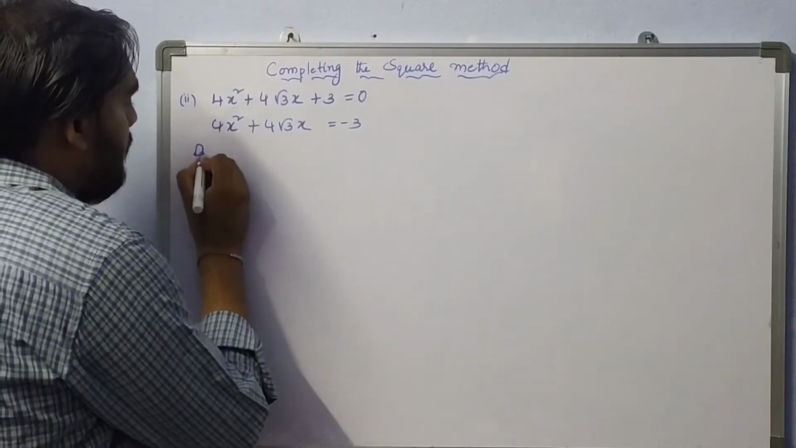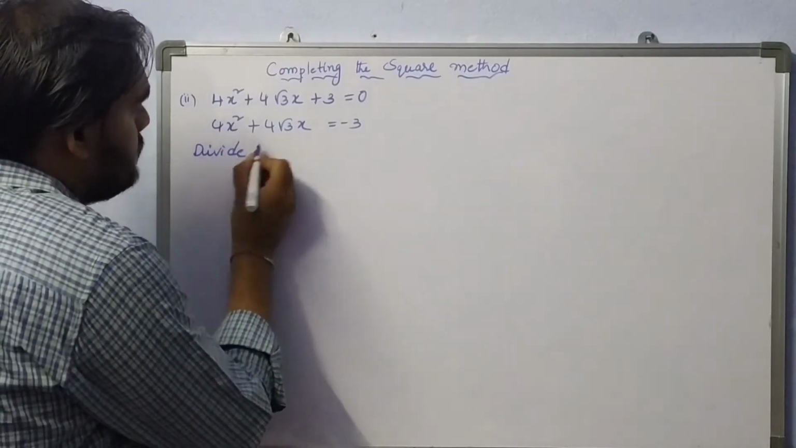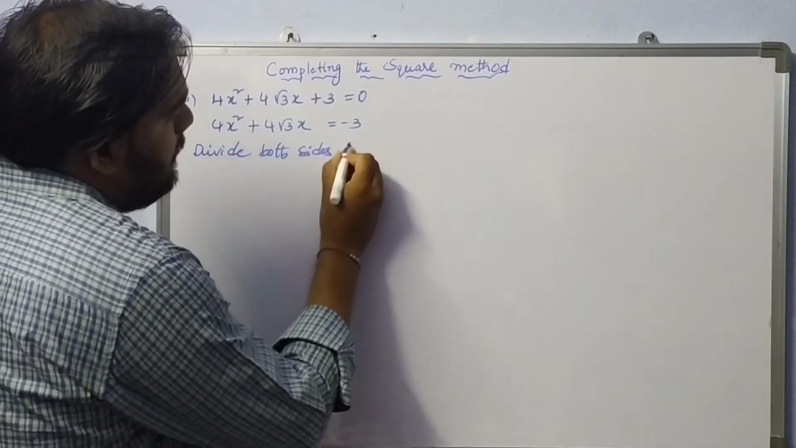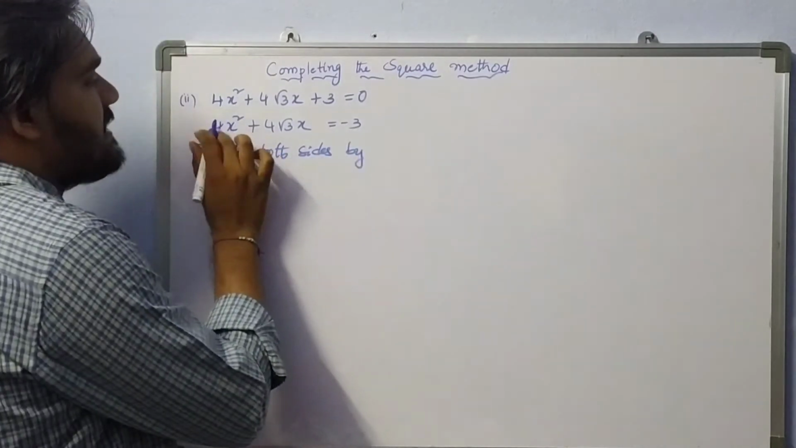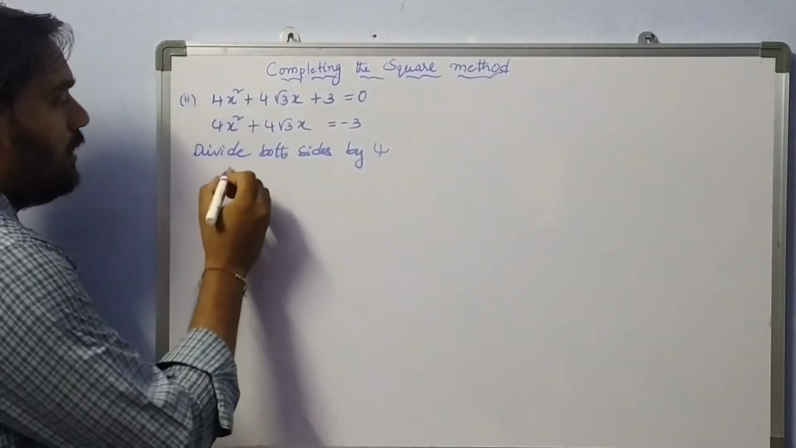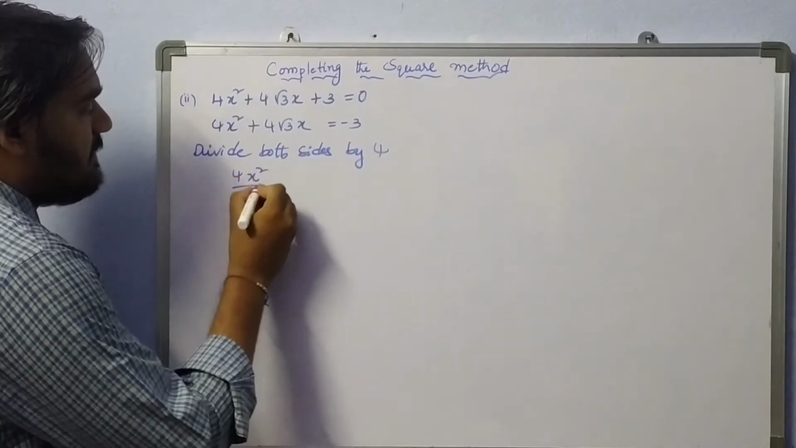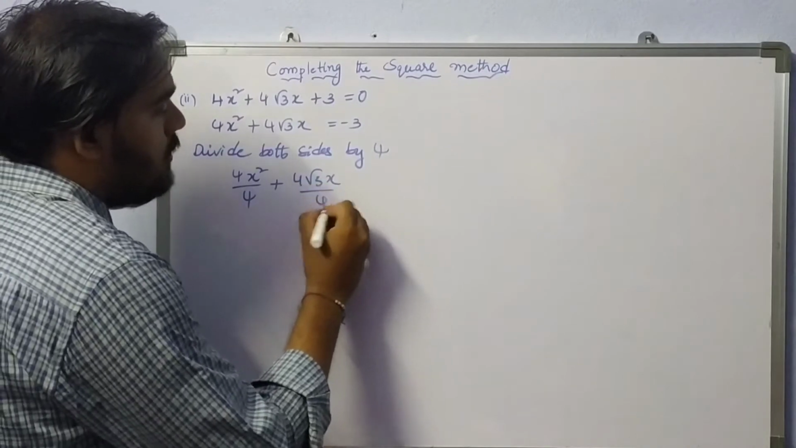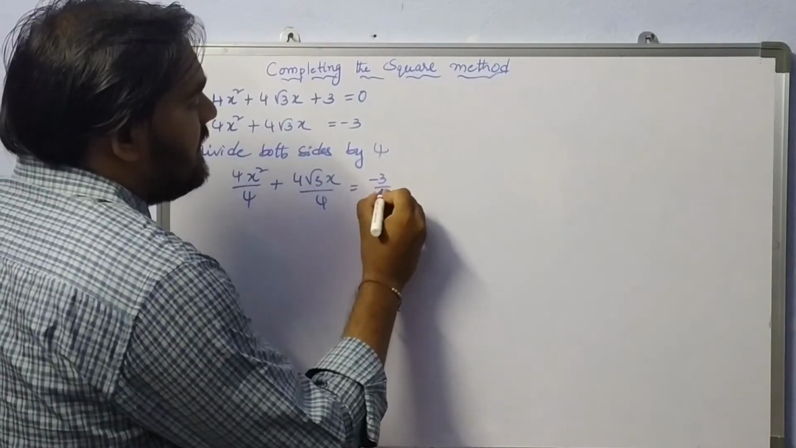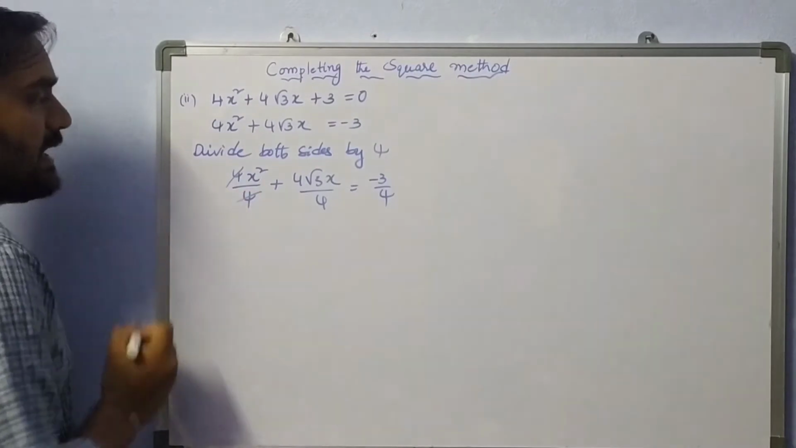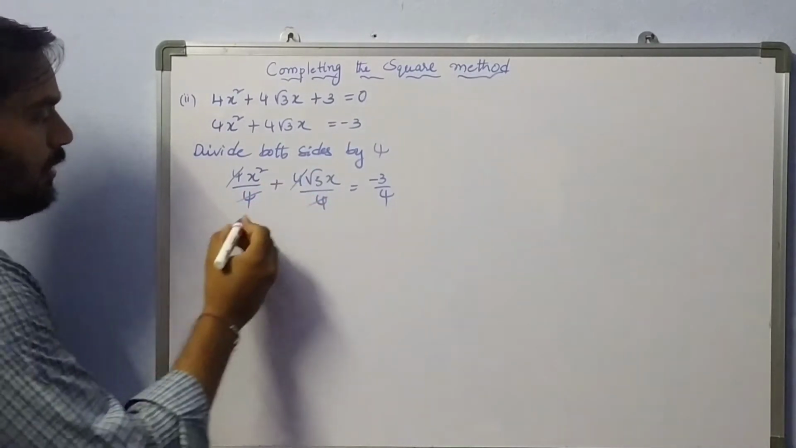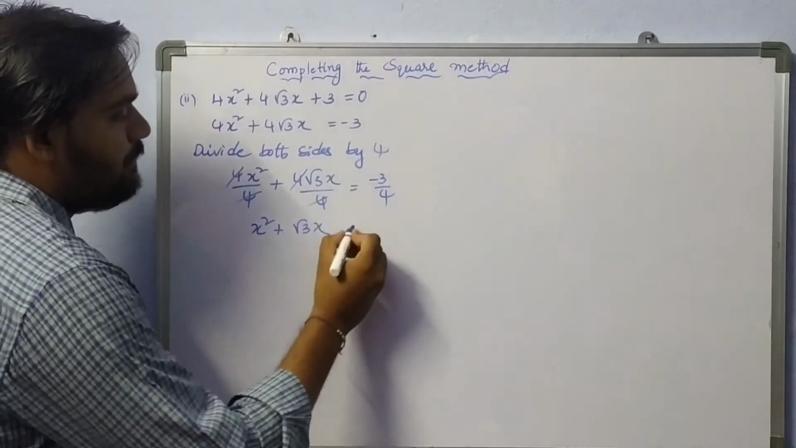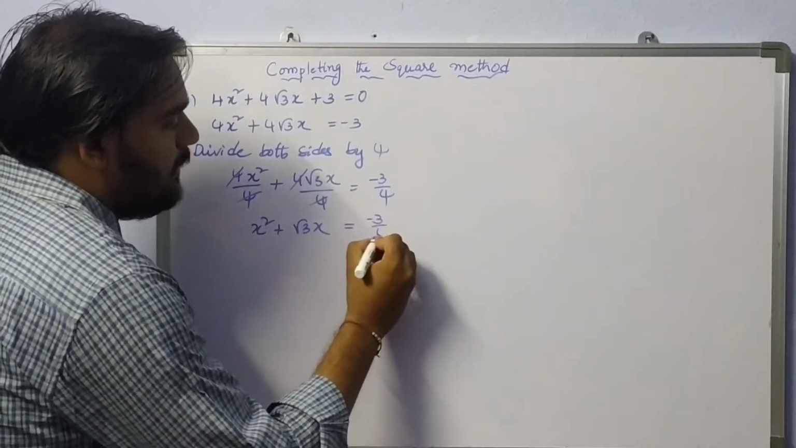So here divide both sides by coefficient of x square, that is 4 by 4. Now we will get 4x square by 4 plus 4 root 3x by 4 is equal to minus 3 by 4. 4 gets cancelled. 4 gets cancelled. Now we will get x square plus root 3x is equal to minus 3 by 4.